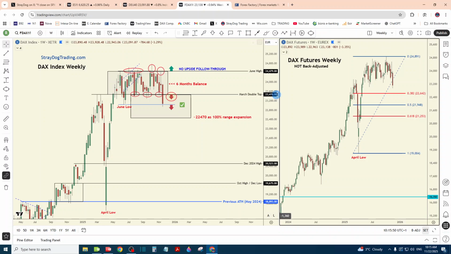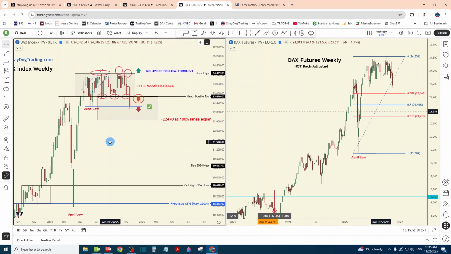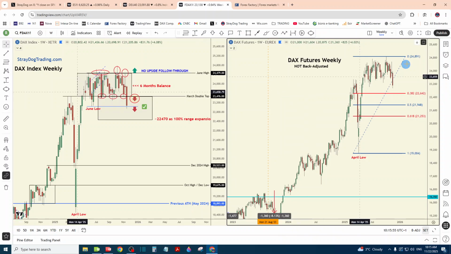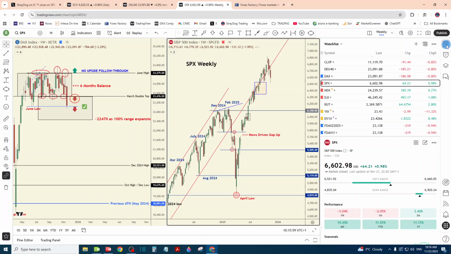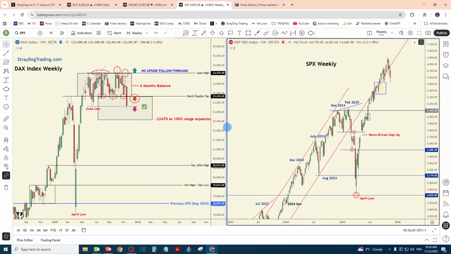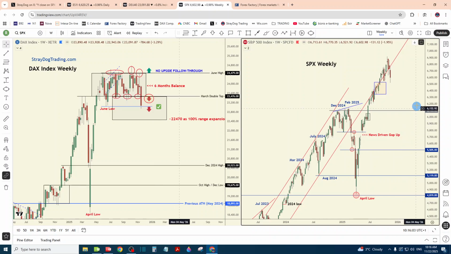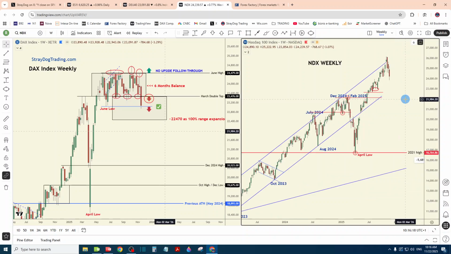Okay, so let's compare now DAX weekly with US markets weekly charts by placing here S&P index for start. And now what can we see here? This was that thing from the daily chart, and you see that market didn't really make a decisive breakdown below that. This is Nasdaq.